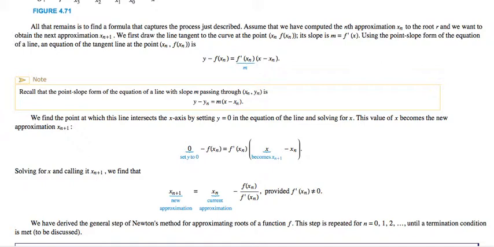So the general step of Newton's method is given by this formula. And we repeat this step for n equals 0, 1, 2, 3, and so on, until we meet some termination condition. And we'll discuss those in a minute.